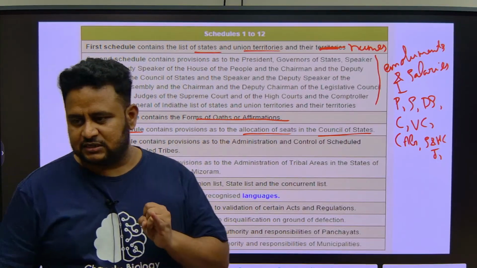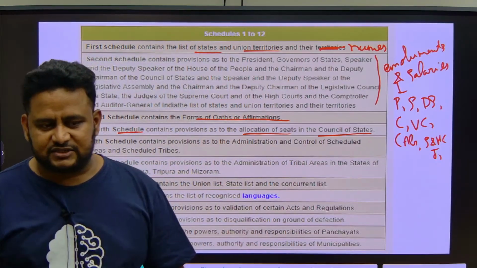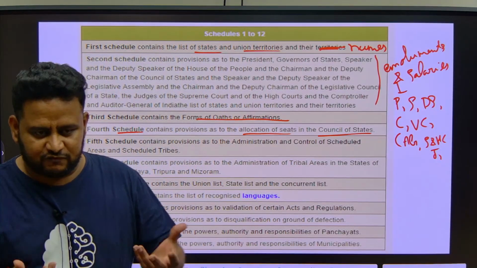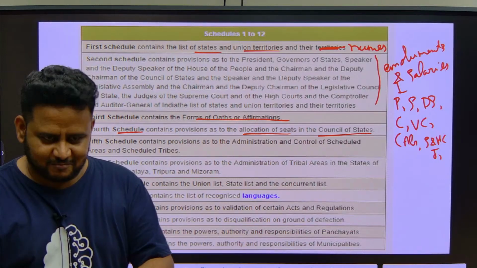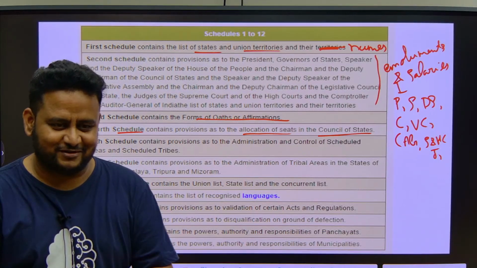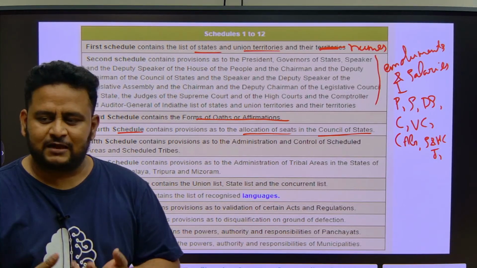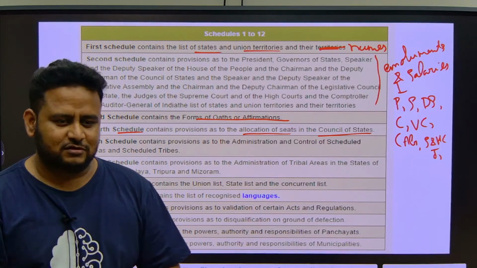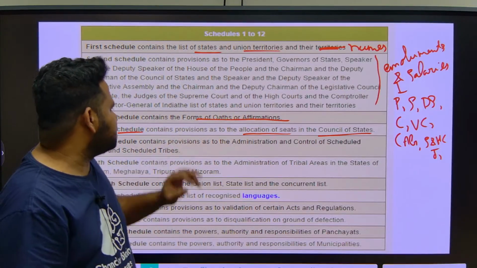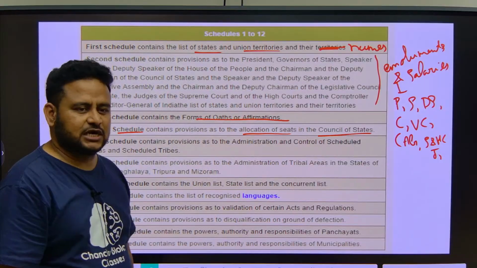So, let us revise. First schedule is talking about the list of states and union territories. Second schedule is about money. Money we have means you will get food. Emoluments and salaries. Third is talking about oaths and affirmations. Fourth is talking about allocation of seats in Council of States.